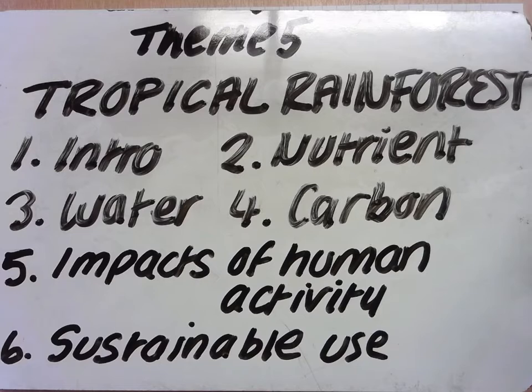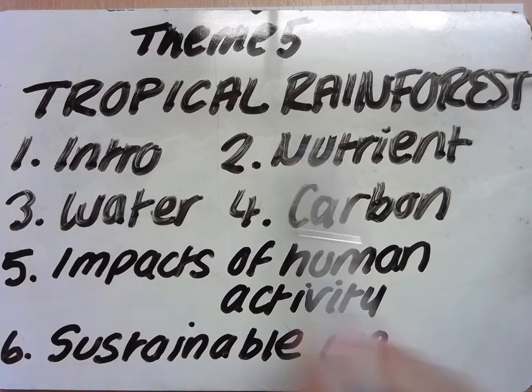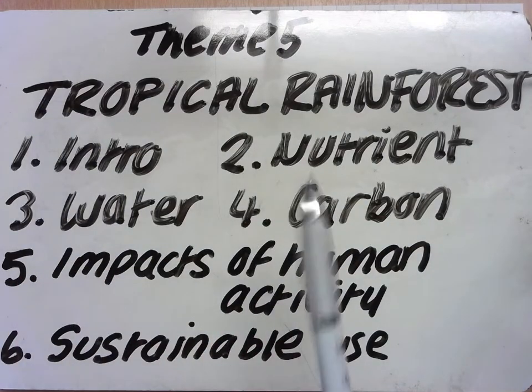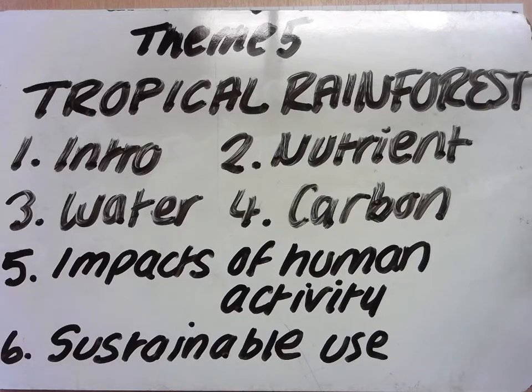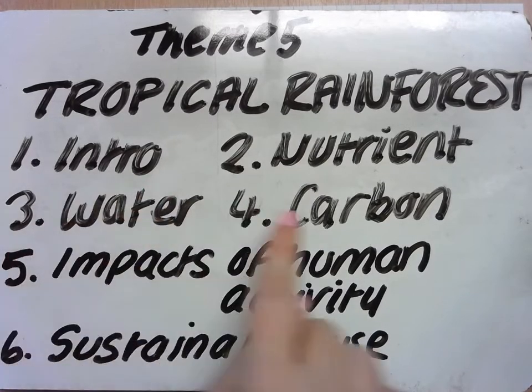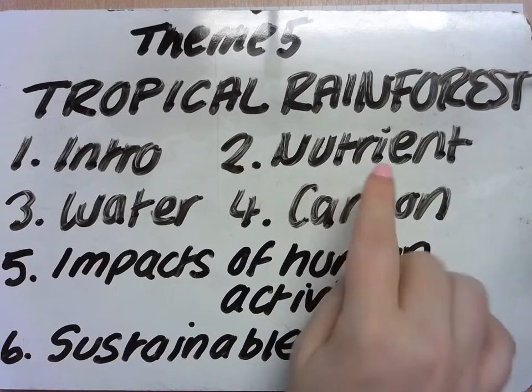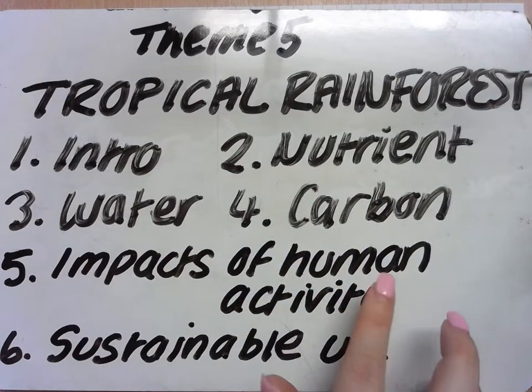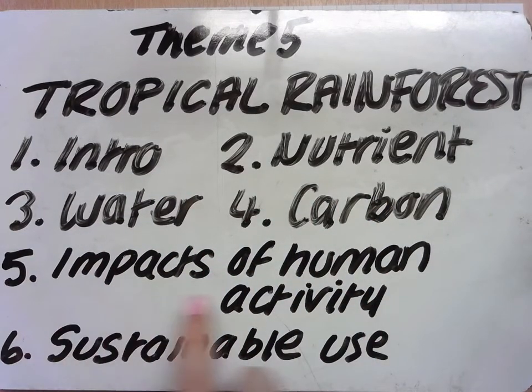We're learning or revising. So this whole video is going to focus on the tropical rainforest. I've made a video previously on the savanna grassland. This video is going to focus just on the tropical rainforest. So we're going to have a really quick intro to the tropical rainforest. Then we're going to talk about the nutrient cycle in the tropical rainforest, the water cycle, carbon cycle, and then the impacts of human activity on the tropical rainforest before sustainable uses of the tropical rainforest.